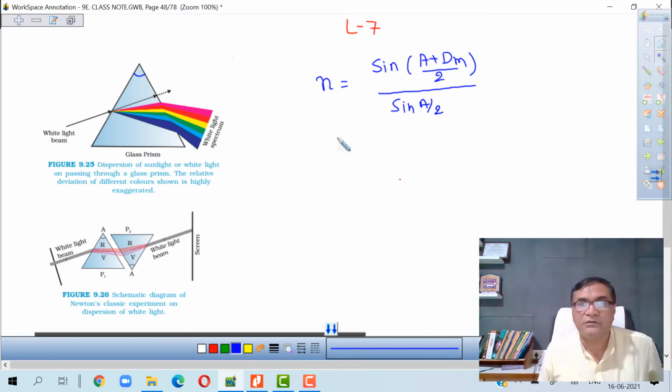When we derive this formula, we use monochromatic light. It is also true for polychromatic light, but we use monochromatic, so we draw only a single ray, not multiple rays. n is the refractive index of the prism, if outside is air.